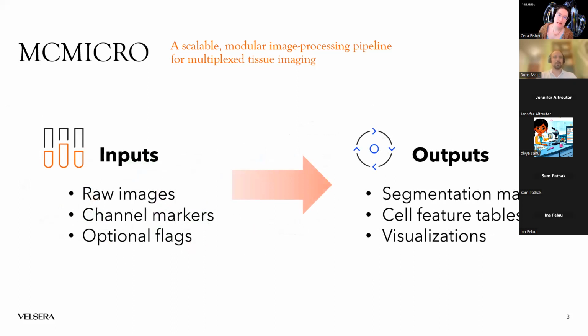The CGC implementation of MCMICRO allows this point-and-click interface for users without bioinformatics expertise. Users can upload raw images along with channel marker files that describe the multiple targets, probes, or markers that are present in the data. And then they can select which tools they like to run using optional flags. And Boris is probably going to talk more about that.